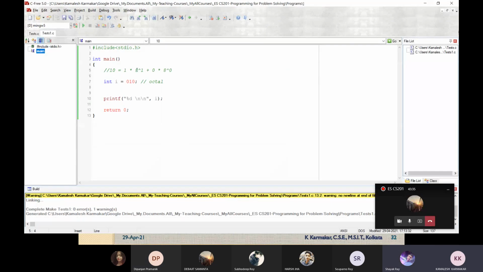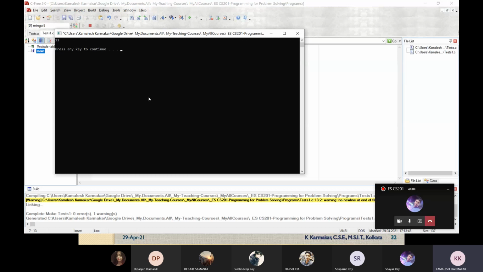Yes, sir. Similarly, if I write 13, in decimal it will be 13, but if I write 013, it's an octal representation. So this value is 1 into 8 to the power 1, plus 3 into 8 to the power 0. That means it will be 11, in integer format it will be 11.